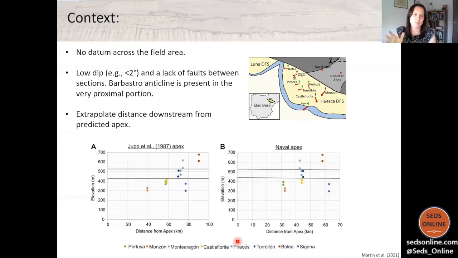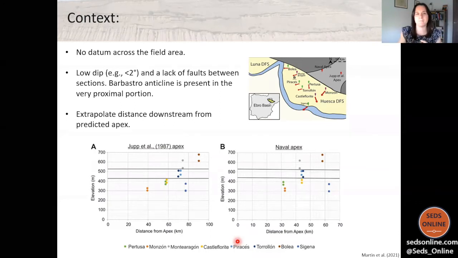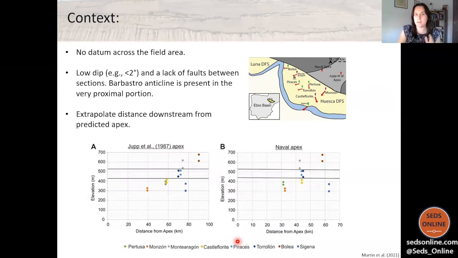So moving forward, a little bit of context is needed for the Huesca system. Now, as with many fluvial systems, we don't have a datum across the field area. So we don't really have that understanding of where things are sitting in terms of the stratigraphy, what stratigraphic height. Now, most of the deposits have a very low dip, less than 2 degrees. And there appears to be a lack of faults between these sections, which the geology maps of the area back up. We do have the Barbastro anticline, but that is much further north in the proximal regions and doesn't appear to be affecting the sites that we are studying.